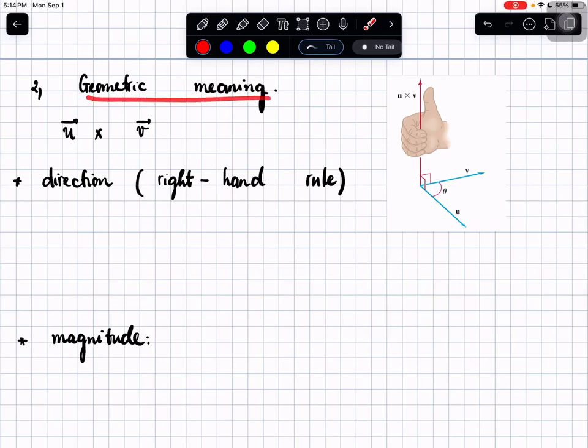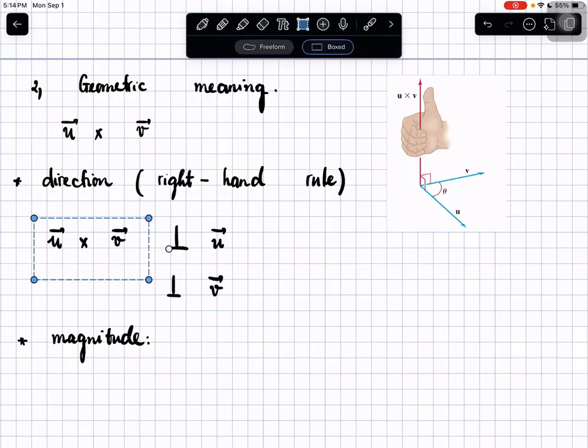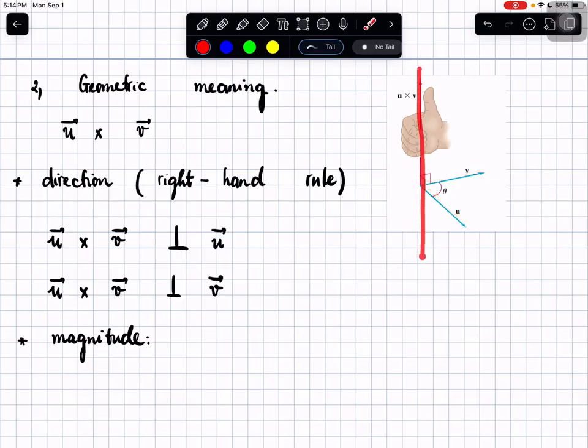So here we have the geometric meaning of the cross product u cross v. This is a vector, and this vector u cross v is perpendicular to both vector u and vector v. Say u and v are on this plane, so the direction must be on the line perpendicular to both u and v. So it is either pointing up or down. But in this case, it is pointing up.